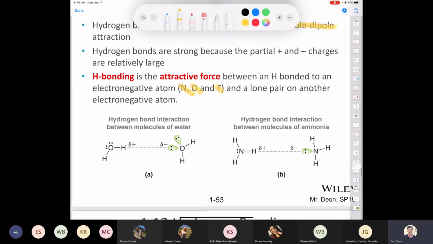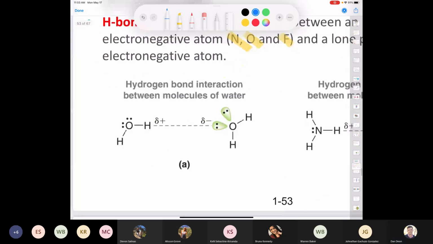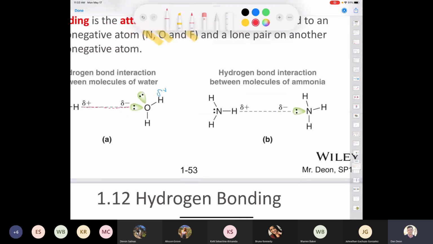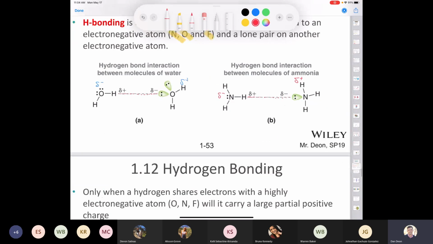So let's say you have two water molecules. You have the delta minus on the oxygen, the delta plus on the hydrogen, the delta minus on the other oxygen, and a delta plus over here. Well, you draw the hydrogen bond as the interaction between the delta plus on the hydrogen and a lone pair on another electronegative element, the one with the delta minus. Let's say you have two molecules of ammonia, same type of deal, right? You just draw a dashed line between the lone pair and the delta plus hydrogen like that. And that's how you represent hydrogen bonding.